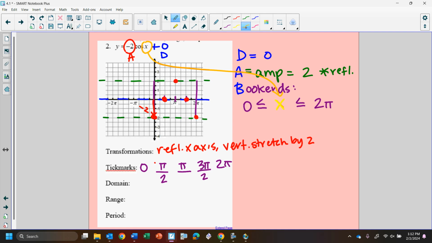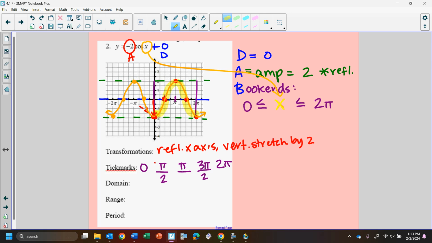As you draw your graph, remember to draw 2 periods. So continue that pattern. Continue that pattern for our second cosine graph, or a second period, I guess I should say. Is that making sense? Yeah.